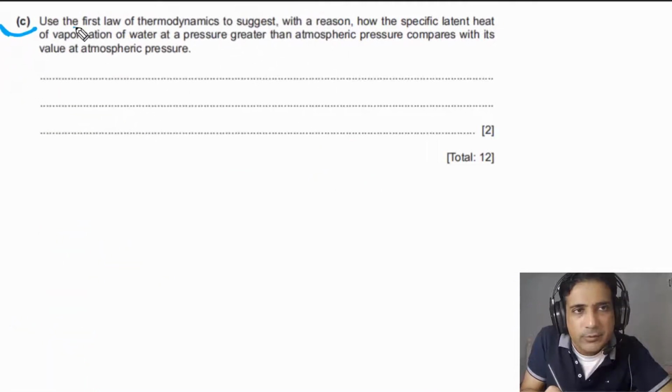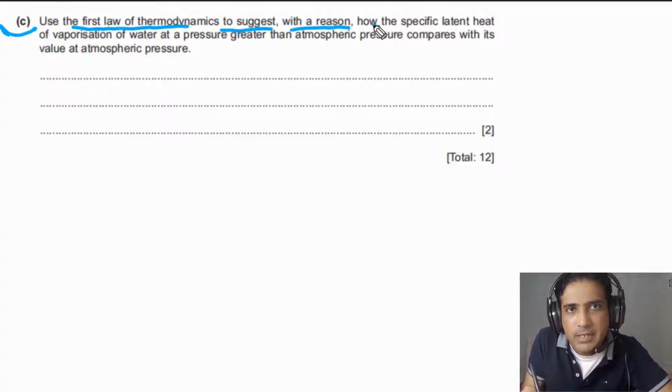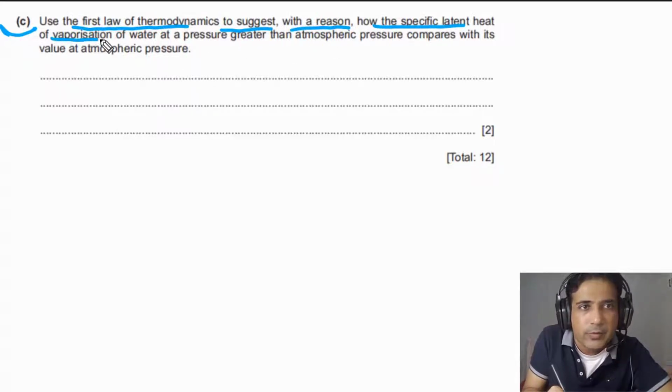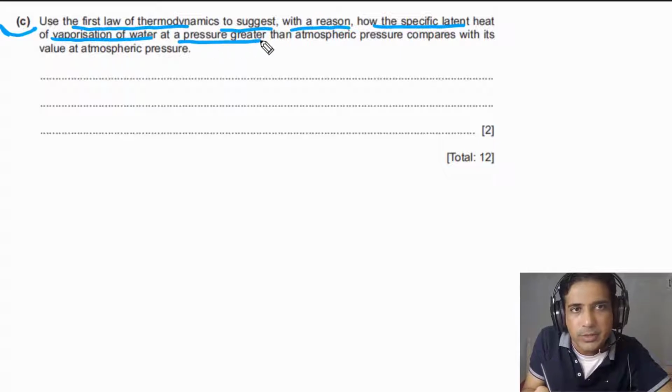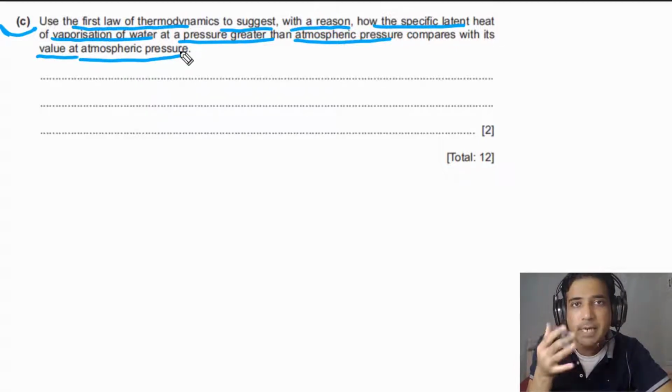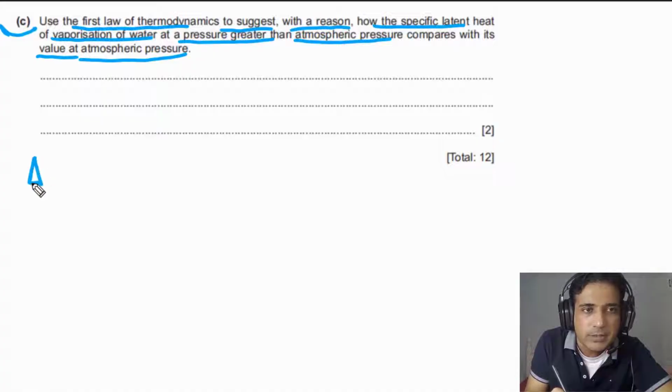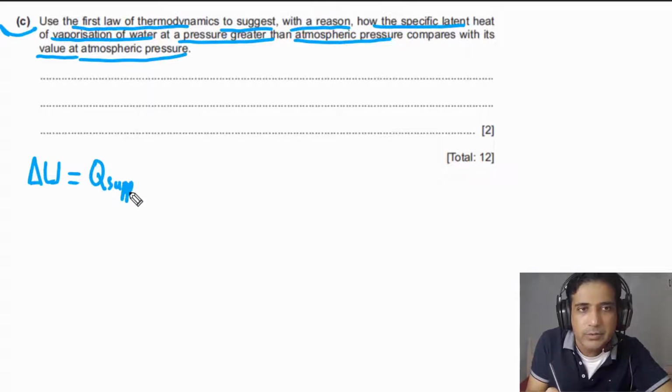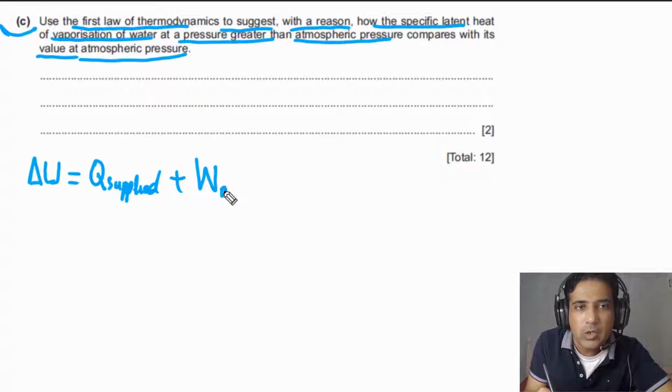For part C, we need to use first law of thermodynamics to suggest with a reason how the specific latent heat of vaporization of water at a pressure greater than atmospheric pressure compares with its value at atmospheric pressure. So in this case, value of P has been increased. We can simply start this one with first law of thermodynamics. Delta U is equal to Q supplied plus work done on water.